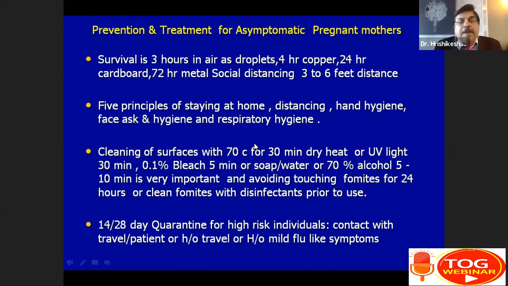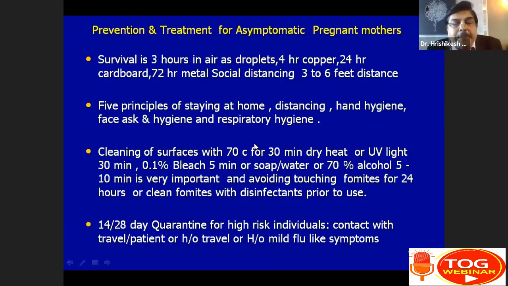So if you want to be very protective, you need to clean surfaces with 70% alcohol. Let's say you want to reuse an N95 mask: you have to do it at 70 degrees for 30 minutes in dry heat, or you can use a UV light box for 30 minutes, or you can use 0.1% bleach for 5 minutes, or water for 5 to 10 minutes, or 70% alcohol for 5 to 10 minutes. You avoid touching fomites for 24 hours. So if any parcel comes from outside and you are trying to do social distancing, you keep it inside for 24 hours in a corner, wash your hands, and then reuse the parcel. And you should clean the parcels as well if you can with disinfectant.